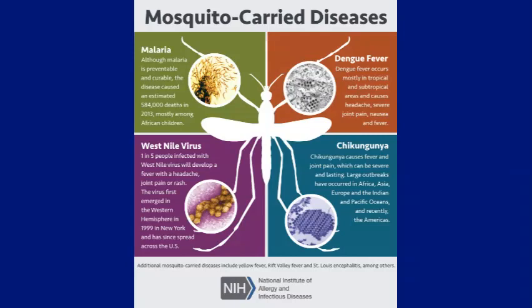The first known epidemic of dengue fever occurred in the Philippines in the 1950s, marking the beginning of dengue's rapid spread to tropical and subtropical regions worldwide.